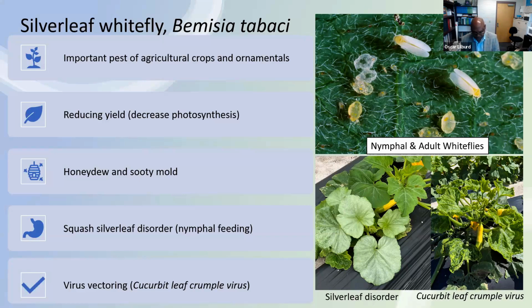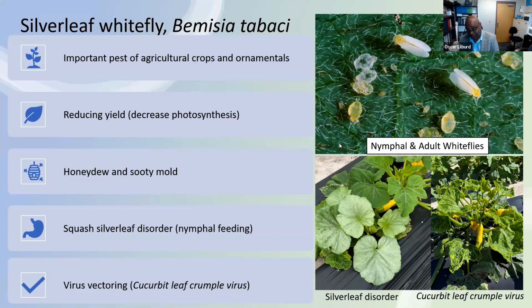and this can contribute to a significant reduction in terms of yield. One of the biggest problems with the silverleaf whitefly is that it causes a silverleaf disorder, and that's why it's called the silverleaf whitefly. If you look at the photograph on the left-hand side at the bottom of the page, you see that silvering on the leaf. This is really caused by the nymphal feeding, or the immature whiteflies feeding on the plant. After a period of time, you get this silvering appearance.